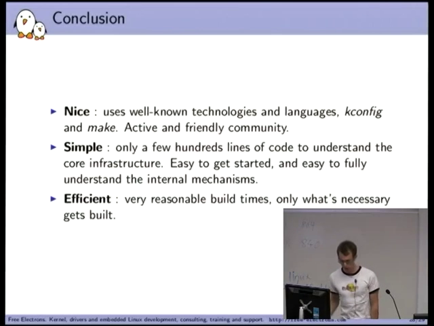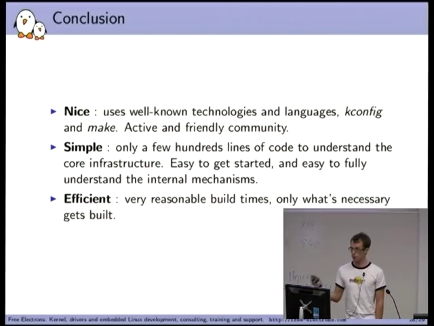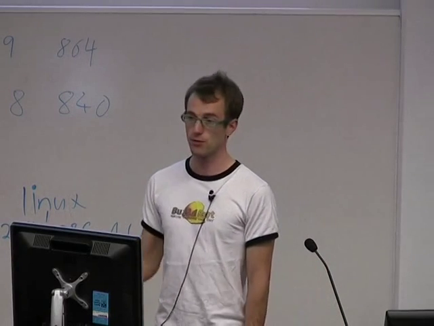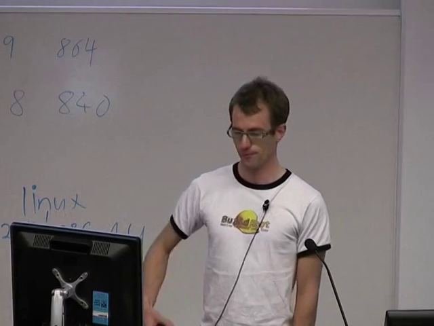So it's really easy to get started. In just an hour, you can have built your file system for the Raspberry Pi or any other board that's supported and run it on your platform. So it's really easy. And it's pretty efficient. The build times are quite reasonable, as I've shown. Just use a reasonable machine. If you use VirtualBox on a very crappy machine, of course it's going to take a while, but other than that, it's pretty efficient.